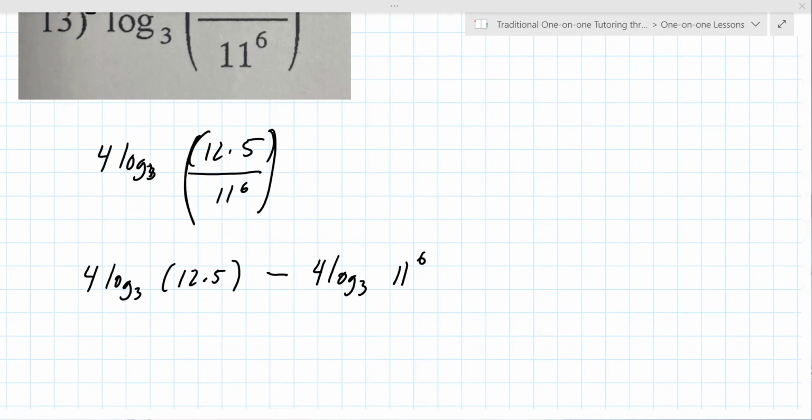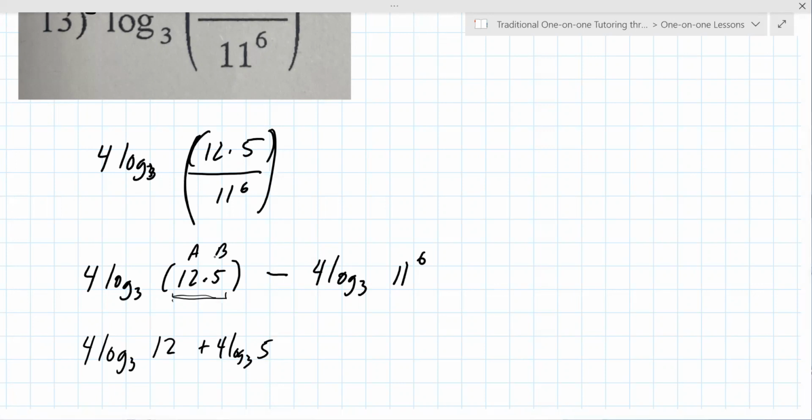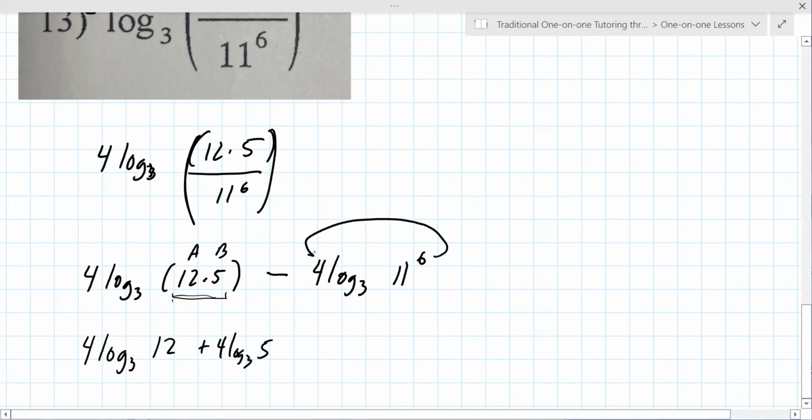All right, so now for the next part here, the 12 times 5, yeah, you could multiply that, but the idea is to expand here. So it's going to be log base 3 of 12 plus log base 3 of 5. You treat the 12 as an A and the 5 as a B. On the right, you can bring that 6 out in front. Now it's multiplying.